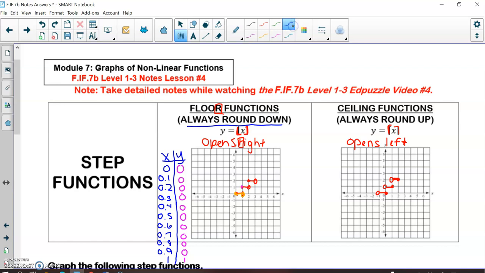So same thing for ceiling functions, but in ceiling functions, we always round up. So if I have an x value of 0 and 0.1 and so forth, same exact thing here. I'm just going to pick all the same x values. This is just an example to show you what's actually taking place here.